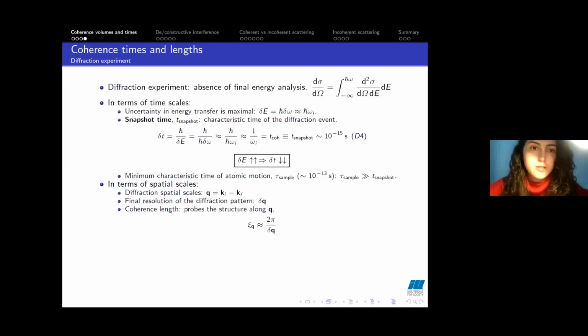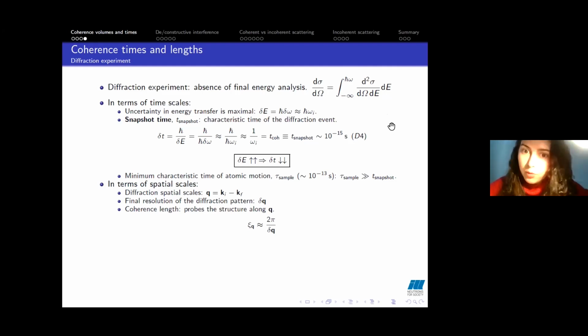First of all, the diffraction experiment. In a diffraction experiment, we don't analyze the final energy. There's an absence of final energy, so we integrate over all of the energy exchanges that our neutron suffers after the interaction, which is what is expressed with this formula. That means that our uncertainty in energy is maximal.